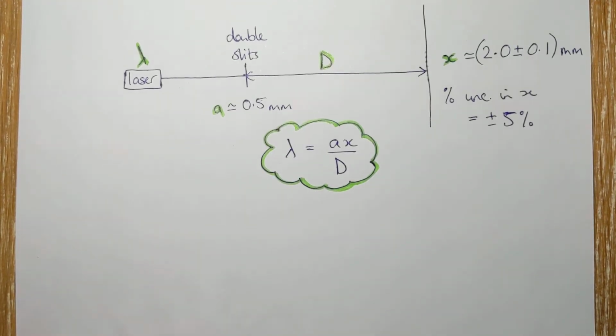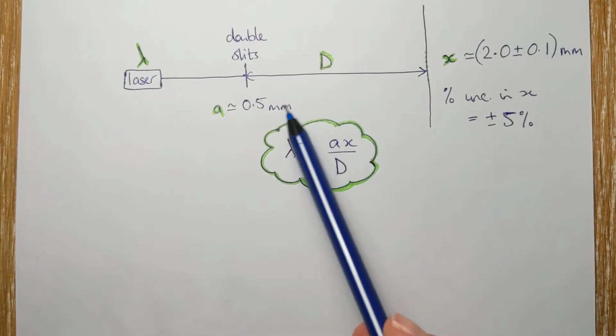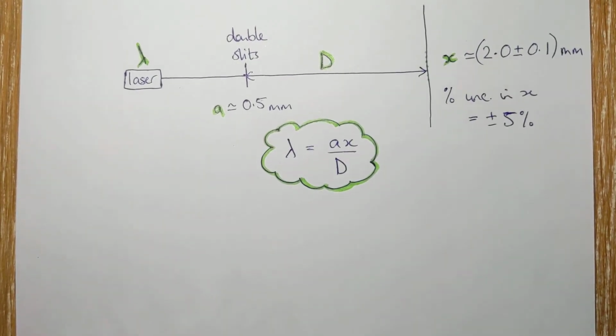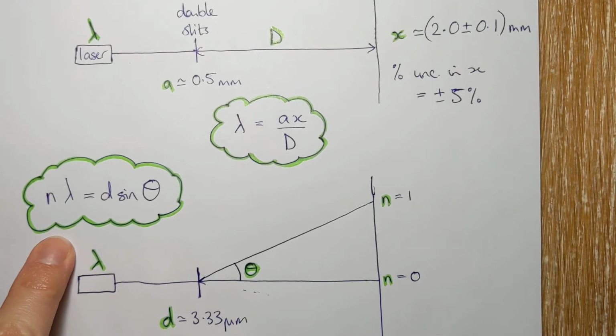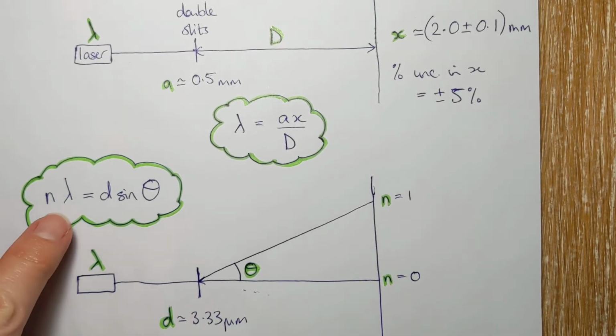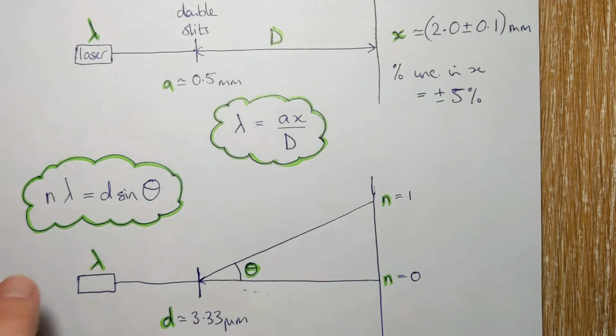And then, of course, the different number of slits leads to a different formula. So this is the double slit formula for the wavelength, while this is the formula for the diffraction grating practical to give you lambda. And we'll look at this in more detail in the next video.